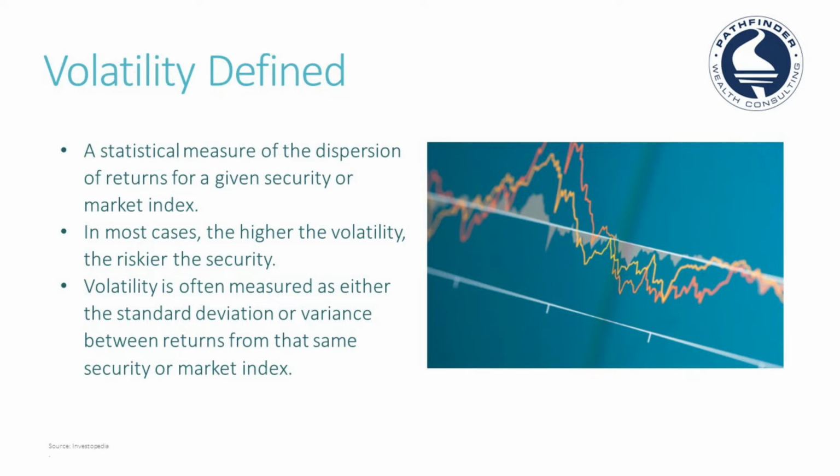In most cases, the higher the volatility, the riskier the security. So, when we look on the risk spectrum of stocks, as I mentioned earlier, not all stock is created equal. Some may have higher volatility, so higher ups and downs in the price fluctuations. A small emerging company compared to a large, more established, mature company, that smaller company, you're going to have the potential to have more volatility. And the way that we measure volatility, there's a couple of different ways, which we'll talk about today as well.